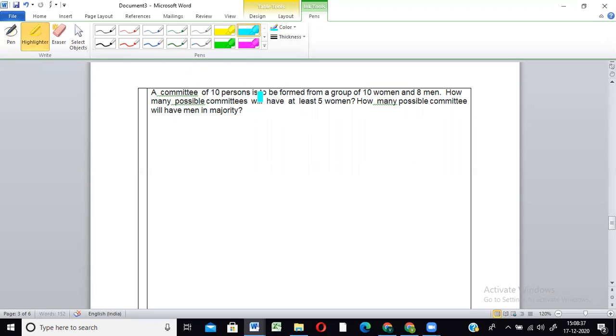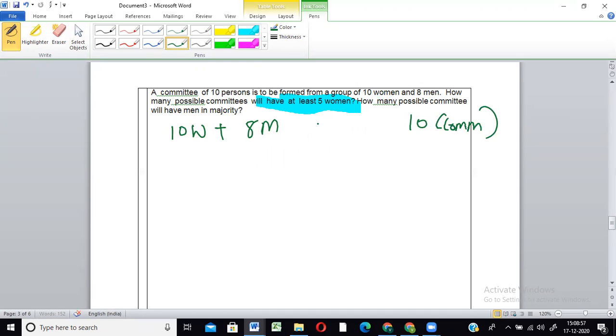So when they use this word, at least means kam se kam, right? Minimum 5 you want. So what are they telling you? First, in the group they have 10 women and 8 men, right? From this, a committee of 10 people is to be formed. Now in that committee they want at least 5 women, right? So we'll deal with each and every case one by one.